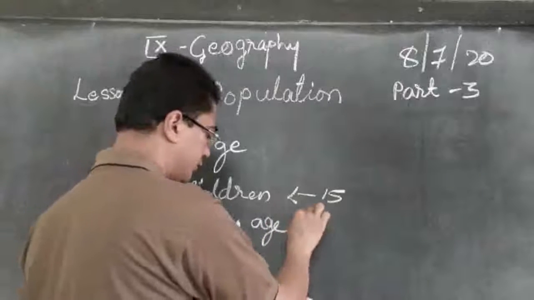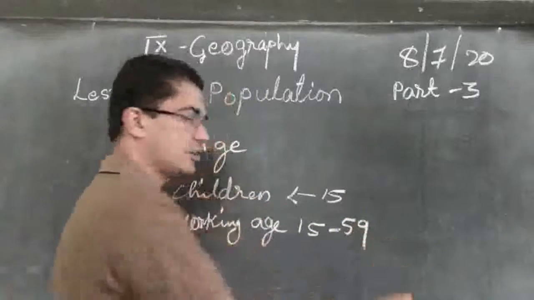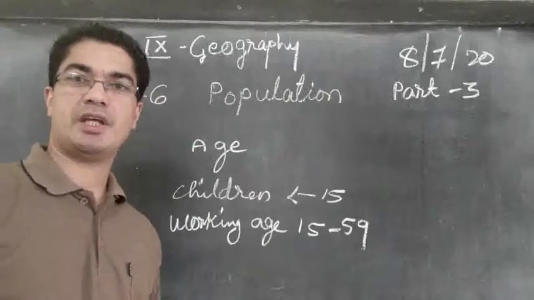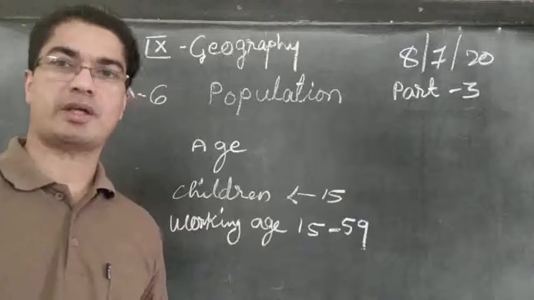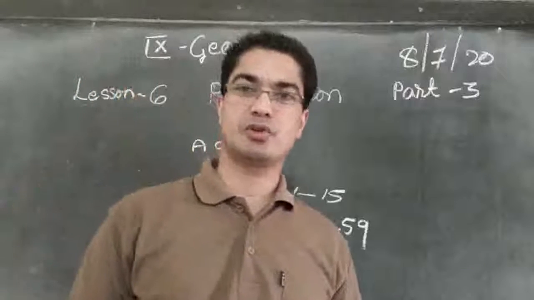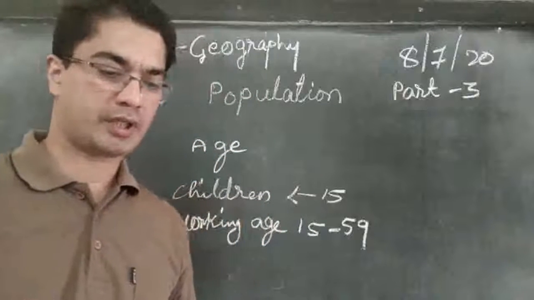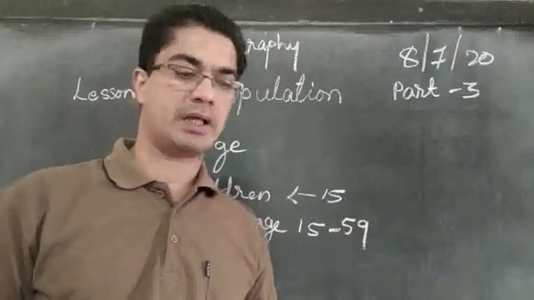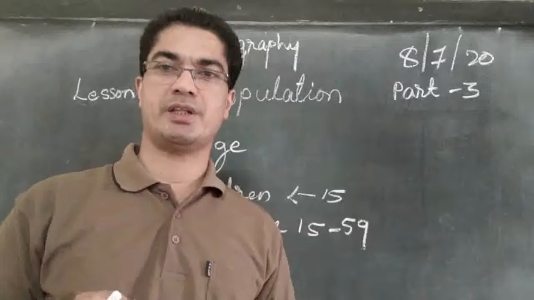That is between 15 to 59. So those who are having the age between 15 and 59, they are called working age. Those people are supposed to work. So they are economically productive and biologically reproductive.